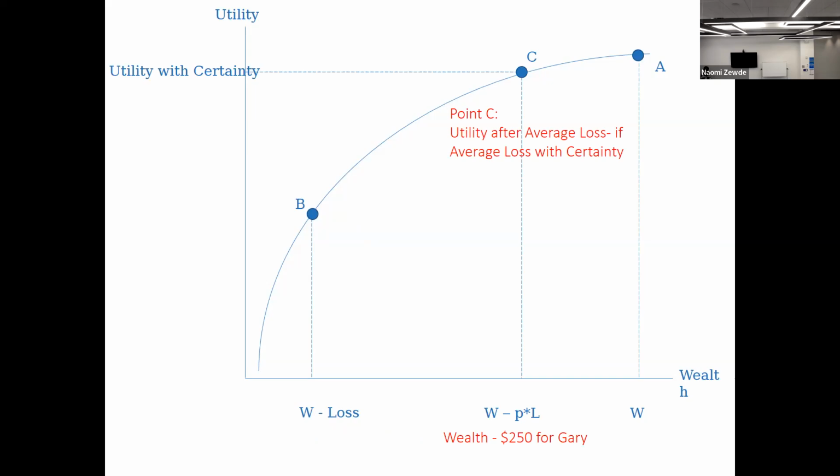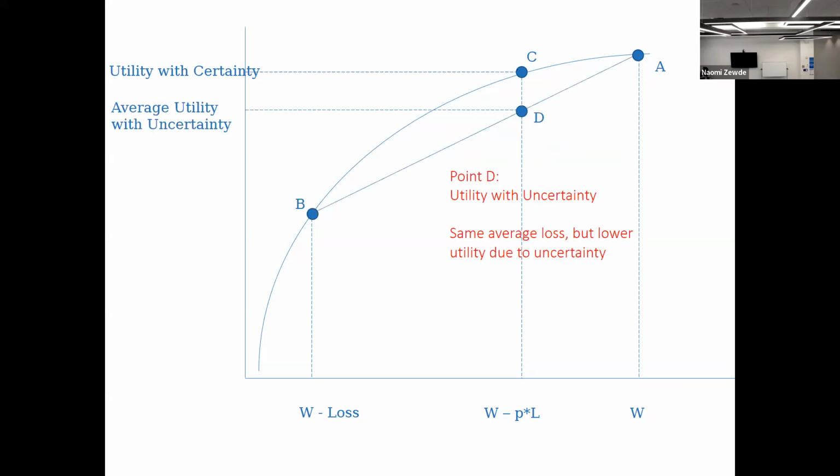And some point in between would be the actual average remaining wealth, or just total wealth minus that expected loss, right? So your utility after the average loss, that's point C along that utility curve. However, the utility of that uncertain position is not as high as it would have been if we had that amount of money with certainty. So in reality, once we factor in the uncertainty, even though we have the same expected wealth, the utility is lower. So that's why point D is lower than point C.